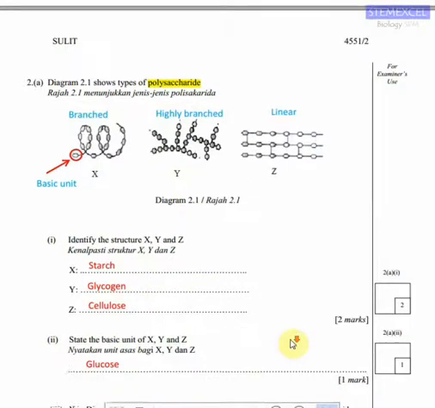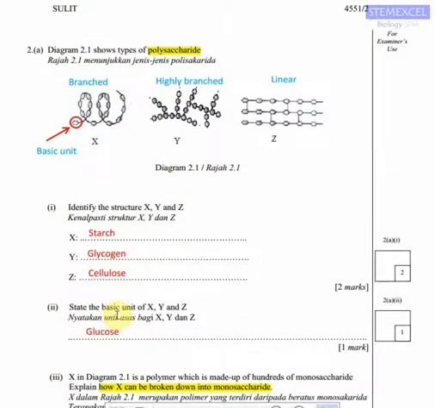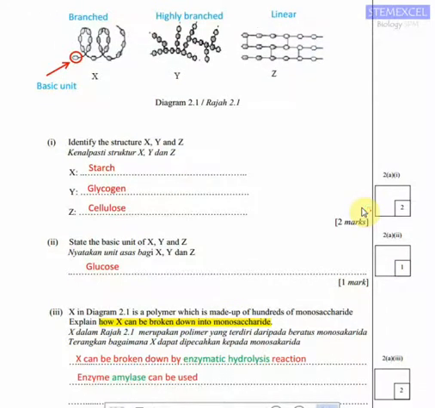Okay, and then the second part, what is the basic unit for all of them? So this we have already shown. The basic unit is this one here, and this is of course your glucose. And then X, which is starch, is a polymer that is made up of hundreds of monosaccharides, and you are required to explain how X can be broken down into monosaccharides. So monosaccharide in this case is the glucose.